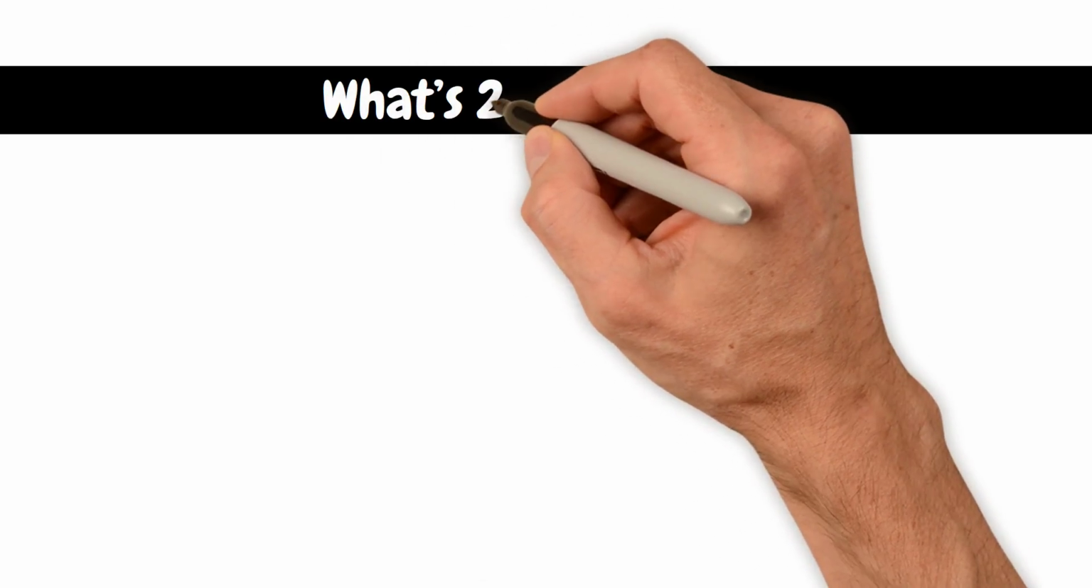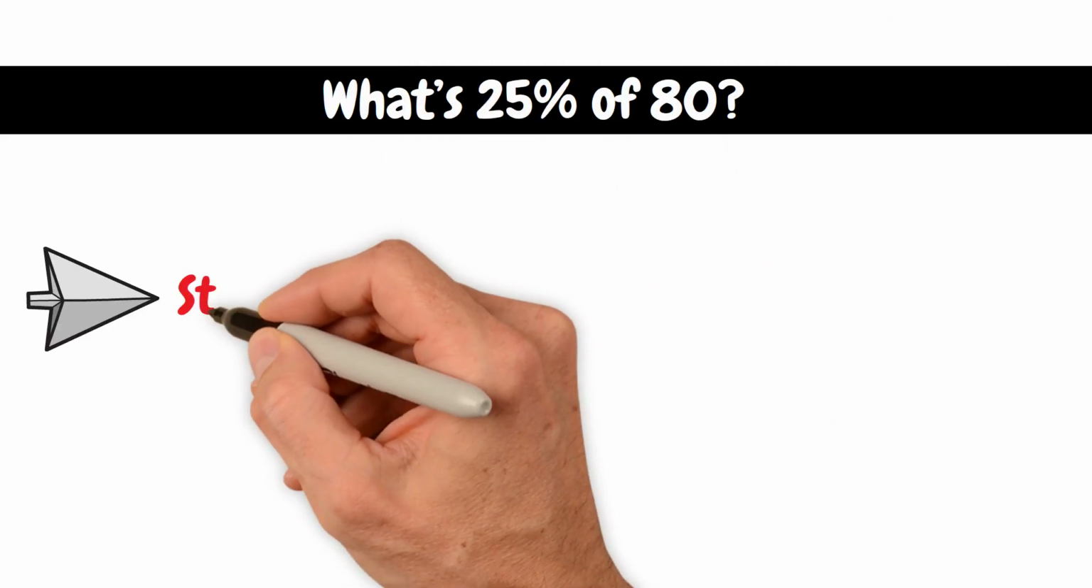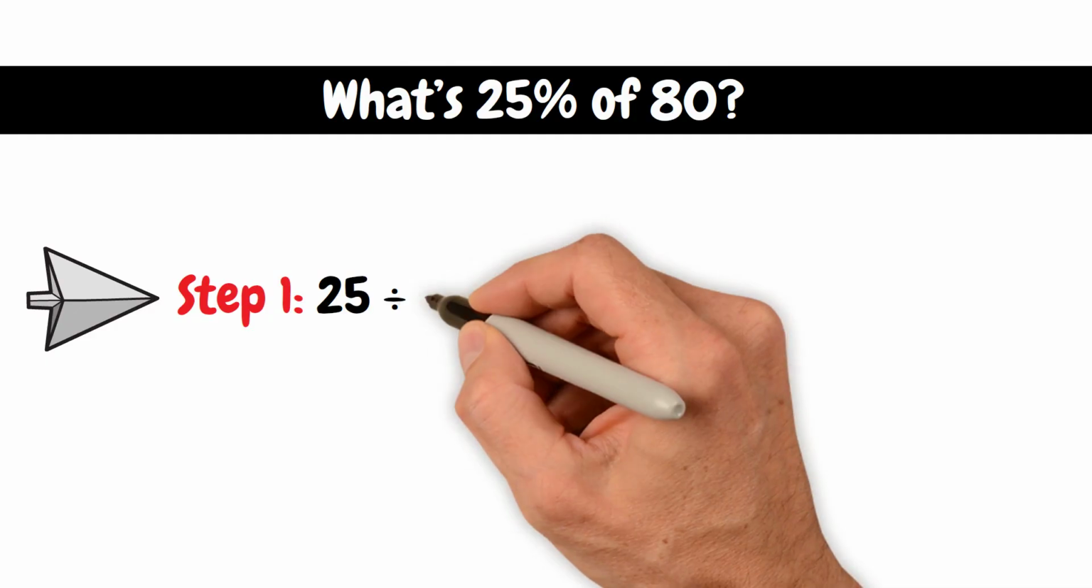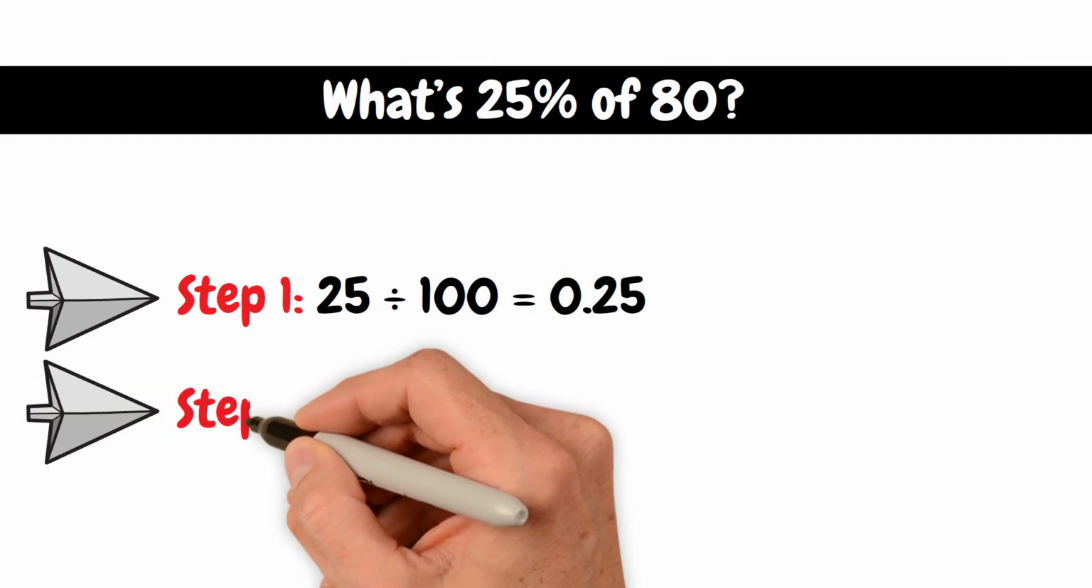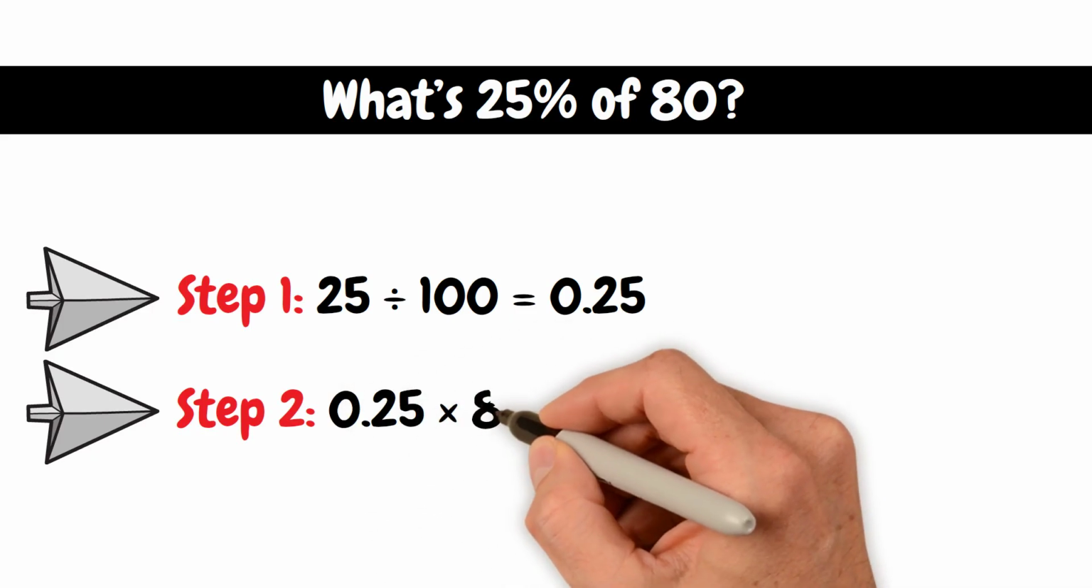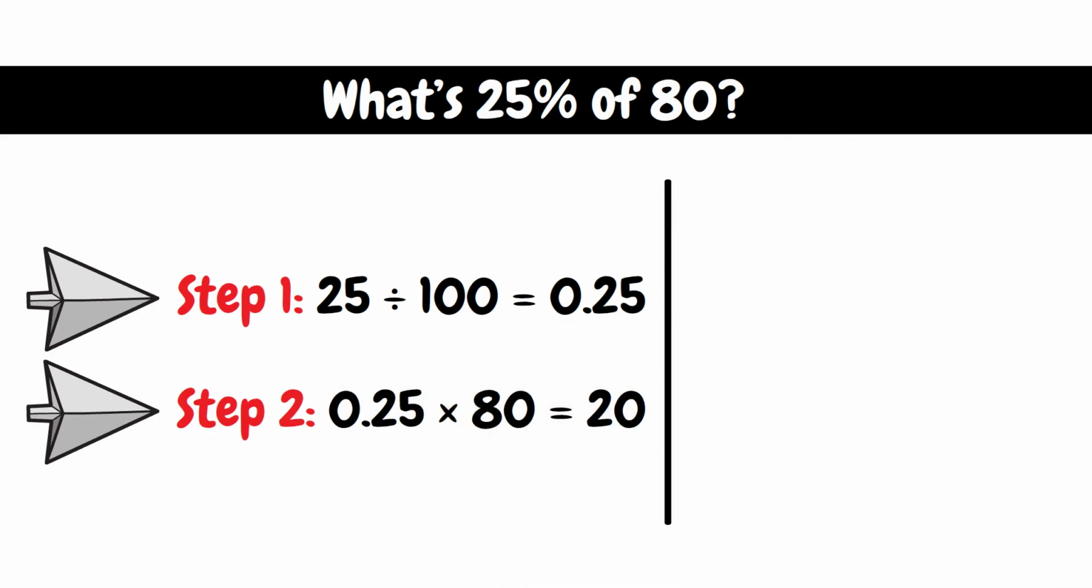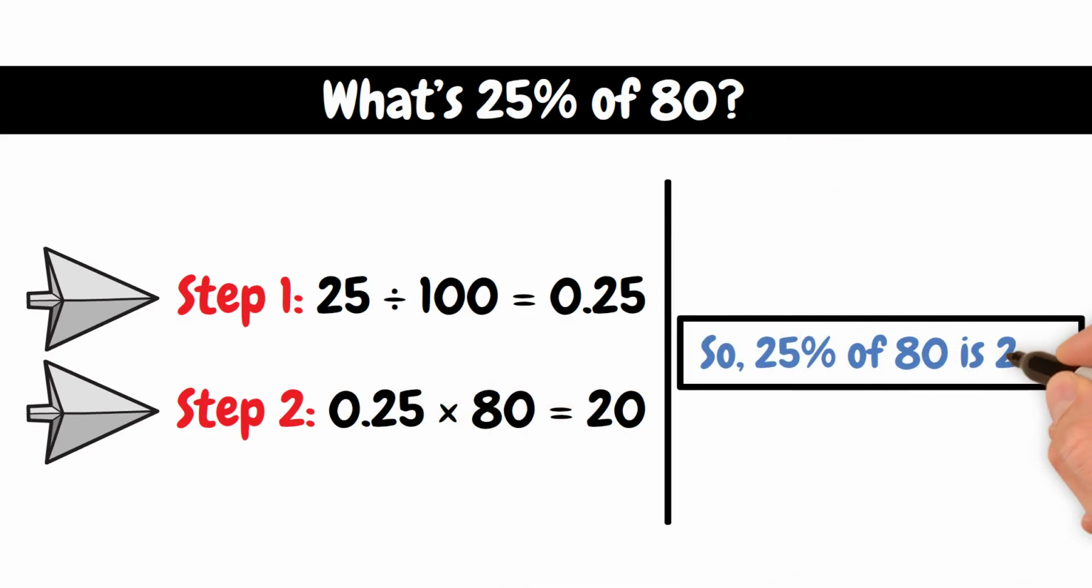What's 25% of 80? Step 1. 25 divided by 100 equals 0.25. Step 2. 0.25 multiplied by 80 equals 20. So, 25% of 80 is 20.